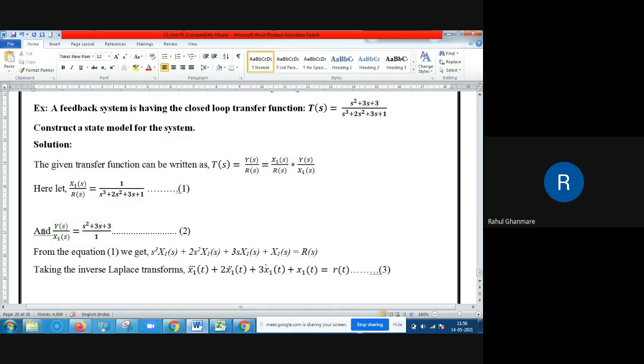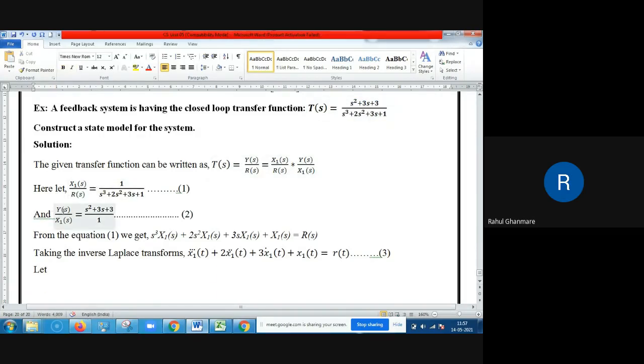Another one is Y of S upon X1 of S equals the numerator S square plus 3S plus 1. So when you multiply these two ratios, finally you get the transfer function. Are you getting my point? So when you combine these two ratios, finally you get your transfer function. In this way, we just split this transfer function.